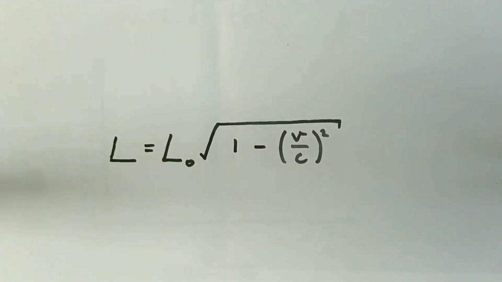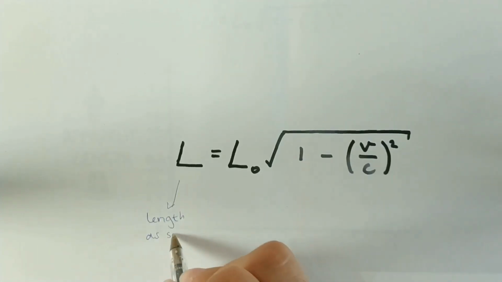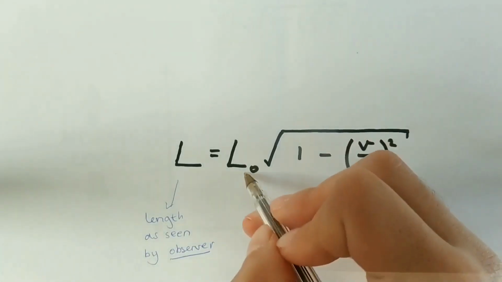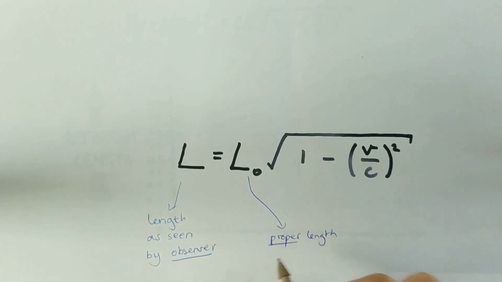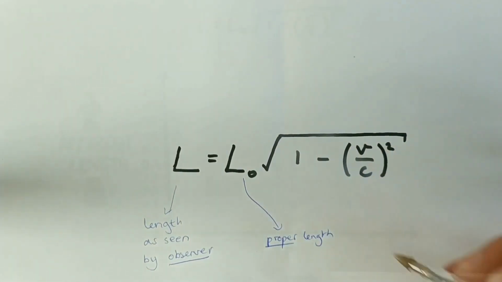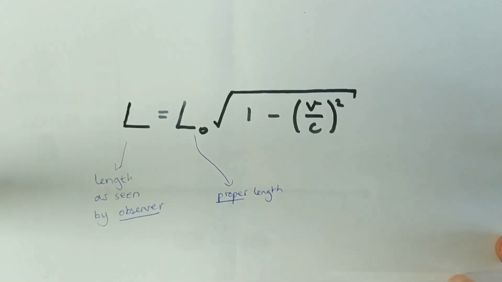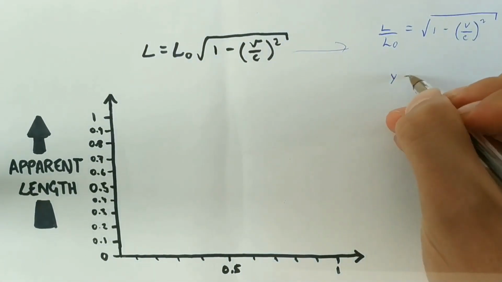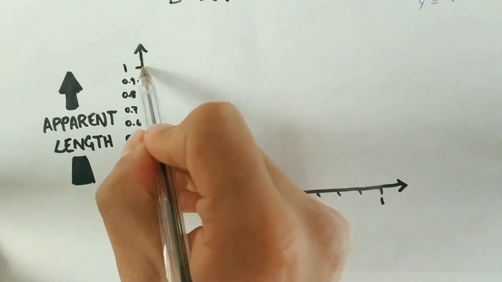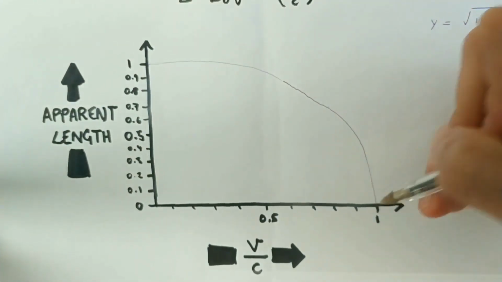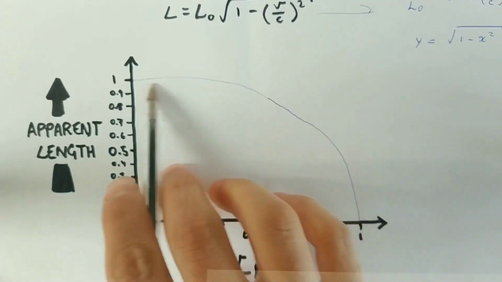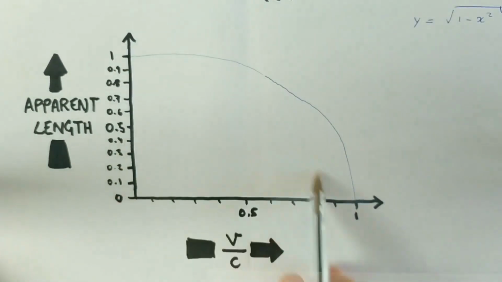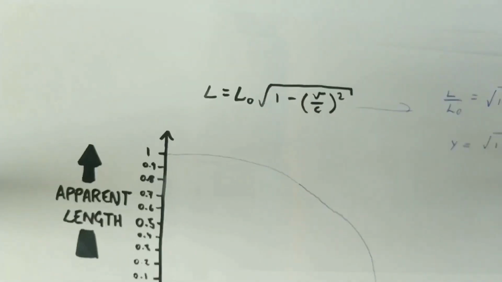Let's look at the equation which describes length contraction. L is the length as seen by the observer in the external frame, whereas L0 is the proper length in the object's own reference frame. This equation states that the length, as seen by the observer in the external frame, changes by a factor of the square root of 1 minus (V over C) squared. If we were to plot the length contraction equation, we notice that L over L0 is the apparent length. Therefore, as the ratio of V over C increases, the apparent length decreases. So the closer to the speed of light an object is moving, the shorter the apparent length.